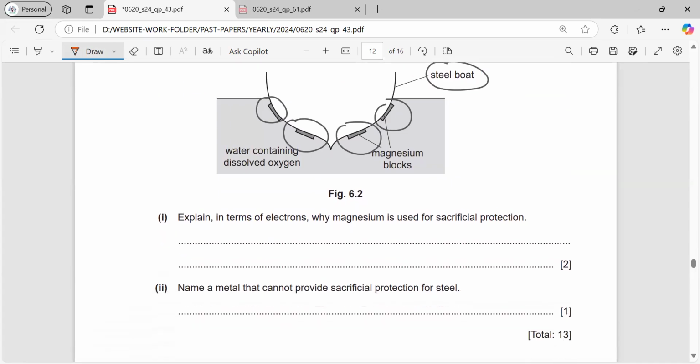Explain in terms of electrons why magnesium is used for sacrificial protection. First thing, point number 1, you will write that because the magnesium is more reactive than iron, because in sacrificial protection, always that element is used which is more reactive than iron. Number 2, in terms of electrons, we'll write that magnesium loses its electrons in preference to iron.